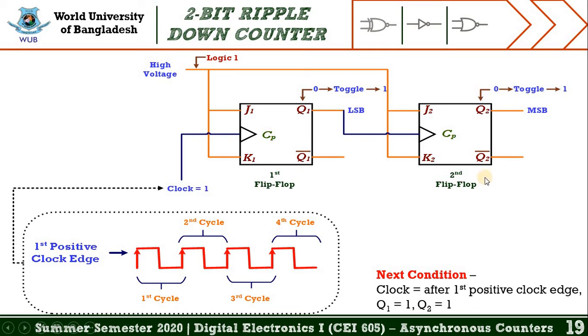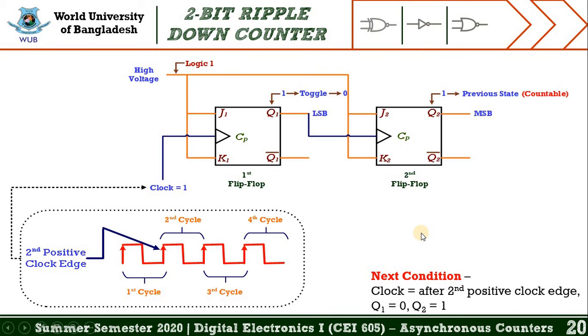So we can write the value of clock is equal to 1, the value of Q1 is equal to 1, and the value of Q2 is also equal to 1. So let's move into the next slide to explore another condition. Well, this slide represents another condition of the 2-bit ripple down counter, which means the second positive clock edge is applied at the clock pulse, so the value of clock is 1.